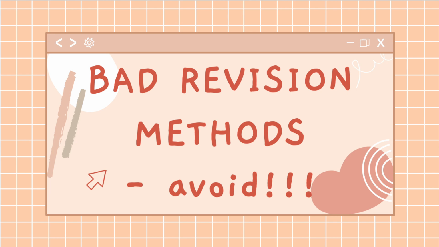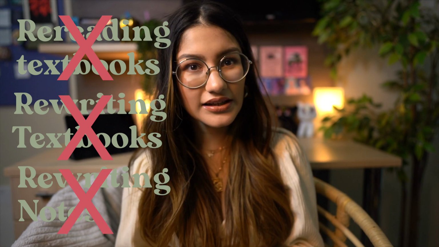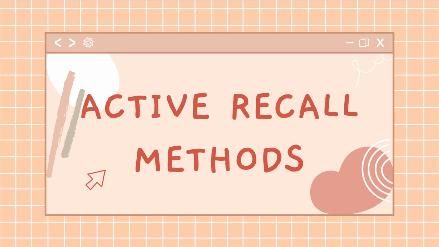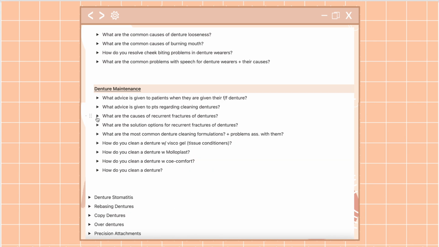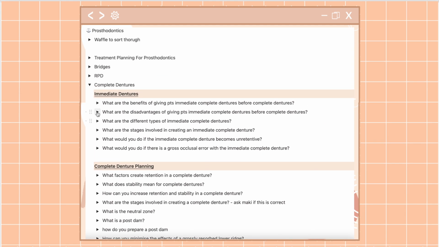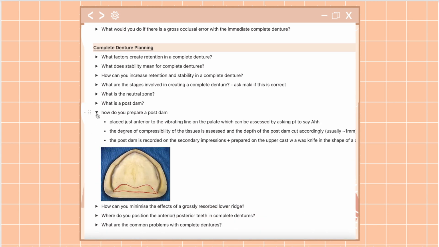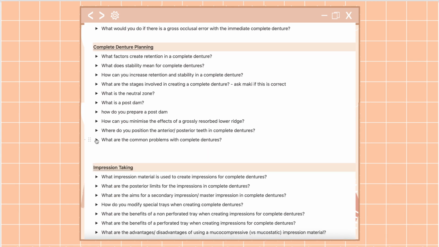Don't do stupid revision. Don't do rereading textbooks. Don't do rewriting textbooks. Don't do rewriting notes. Don't really make notes either. I think the most beneficial way is to turn them straight into active recall flashcards. So on one side you'll have, okay, how is ATP made? And then on the other side you have bullet points on how ATP is made, or whatever it is. And that is the best way to learn the content.